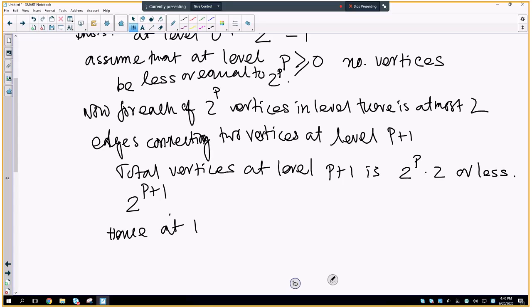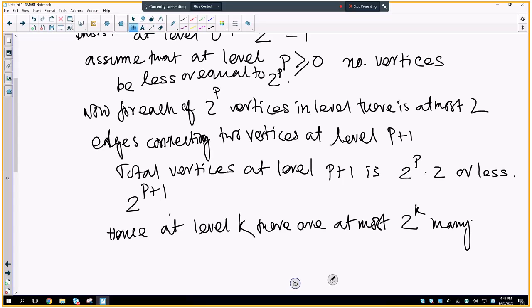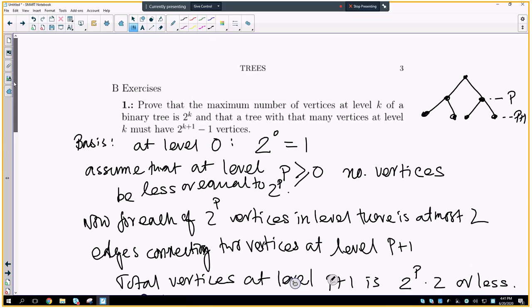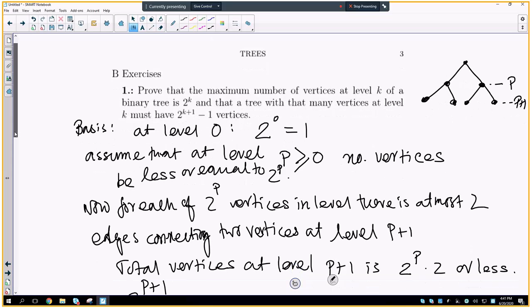So hence I get to say at level K, that's a general natural number, there are at most, or the maximum number of vertices, 2 to the power K many vertices. And this is also going to help us understand how many total vertices there are at level K from level 0. So what do I mean by that? Let's look at the second half of this question. Now it says, prove that a tree with that many vertices at level K must have 2 to the power K plus 1 minus 1 vertices in total.